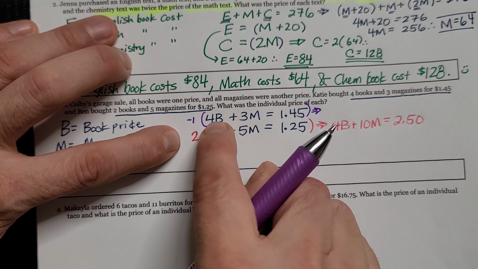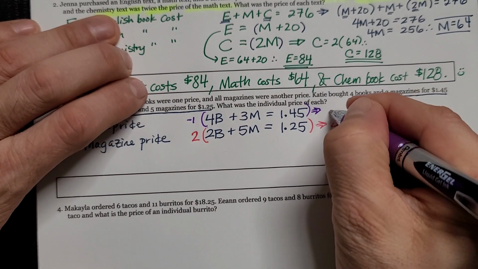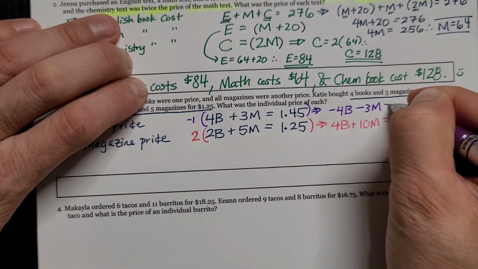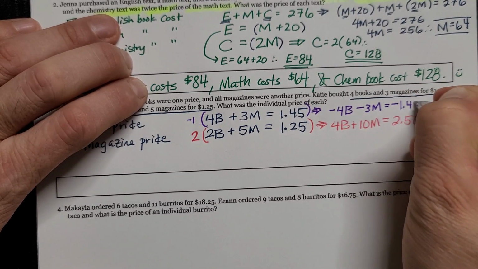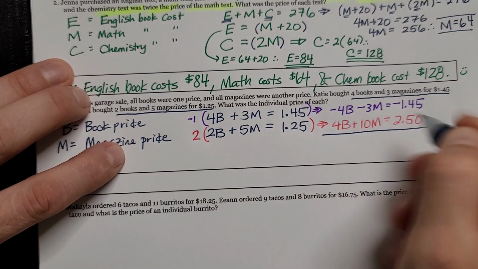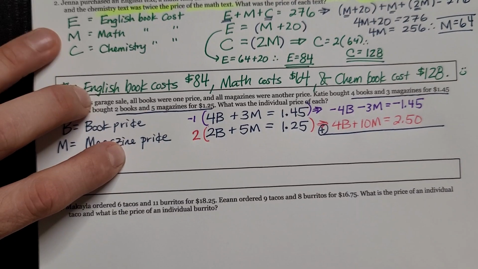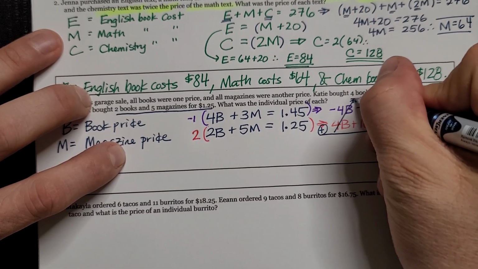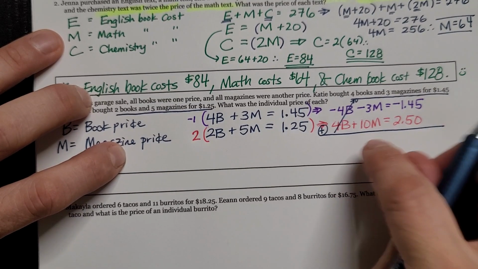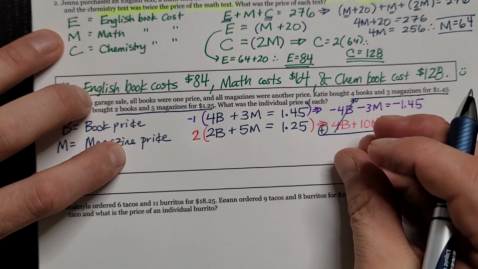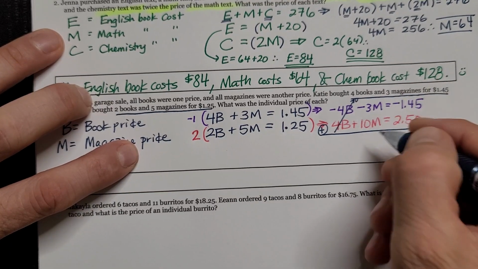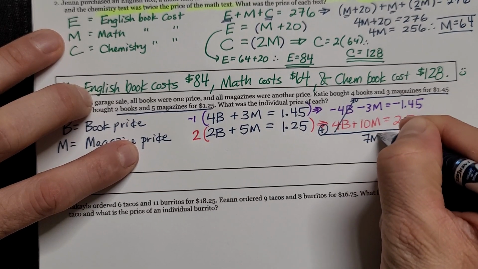Watch what happens when I change all these signs. That becomes -4B minus 3M equals -1.45. Remember what we have to do here? We have to add these two equations to eliminate one of our variables. This goes away to 0, minus 4B plus 4B. And now the way I did it here, all my numbers are still positive. 10M minus 3M is 7M.